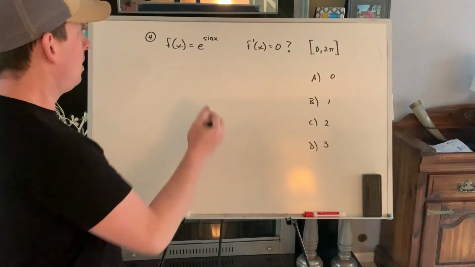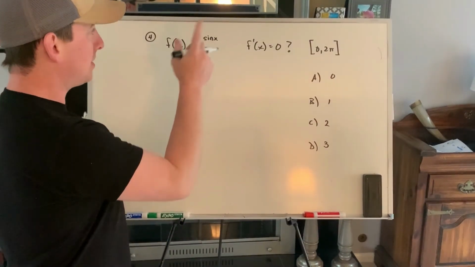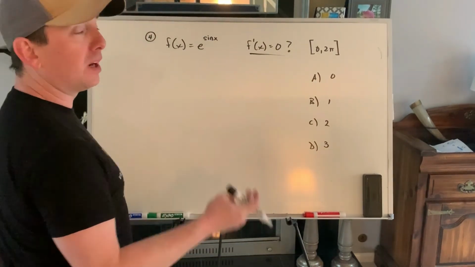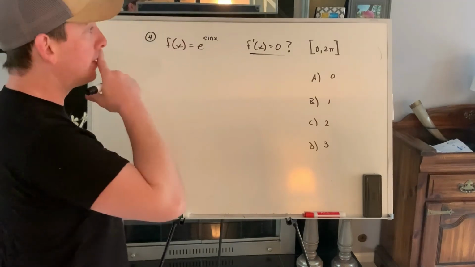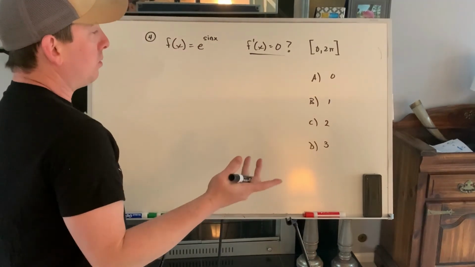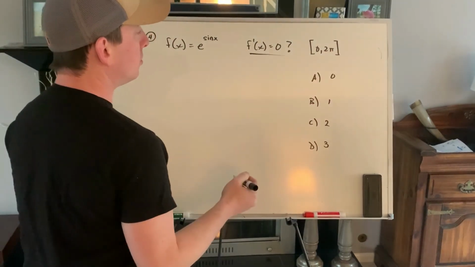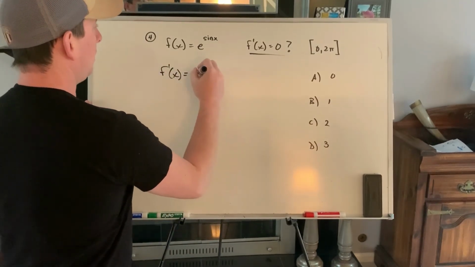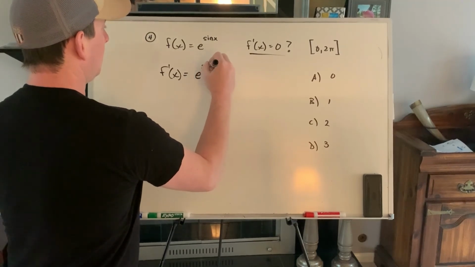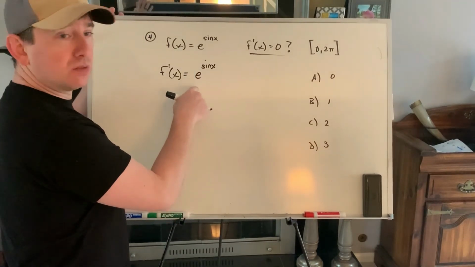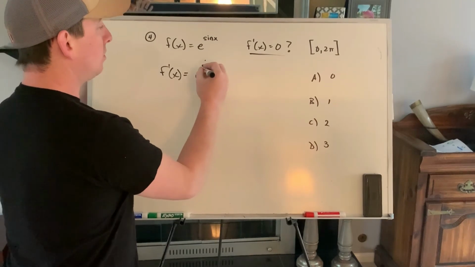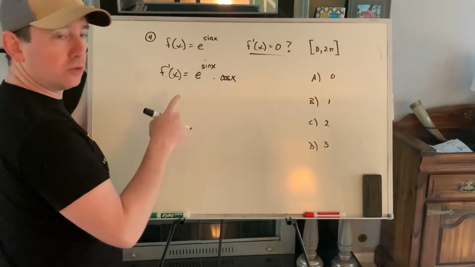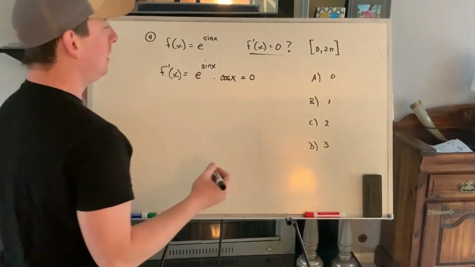Okay, for number 4, we're given a function e to the sine of x, and we want to know how many times f prime equals 0 on the interval from 0 to 2 pi. So that should be easy enough. Let's just find f prime. The derivative of an exponential function is itself times the derivative of the exponential part. So there's your derivative, set it equal to 0, and solve.